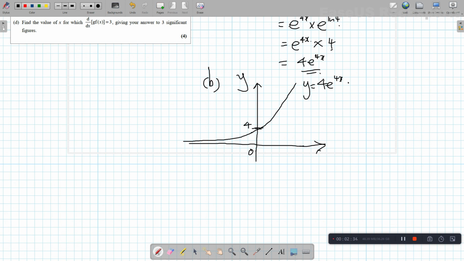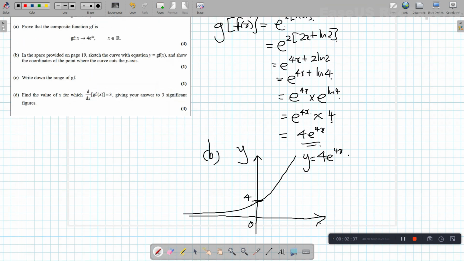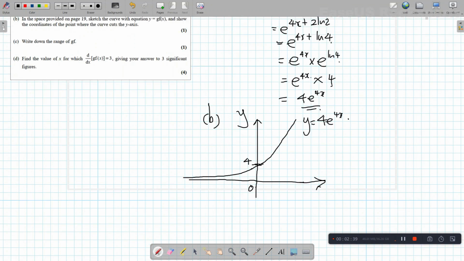Okay, y equals 4e to the power of 4x. Next, write down the range. Okay, write down the range. What is the range?